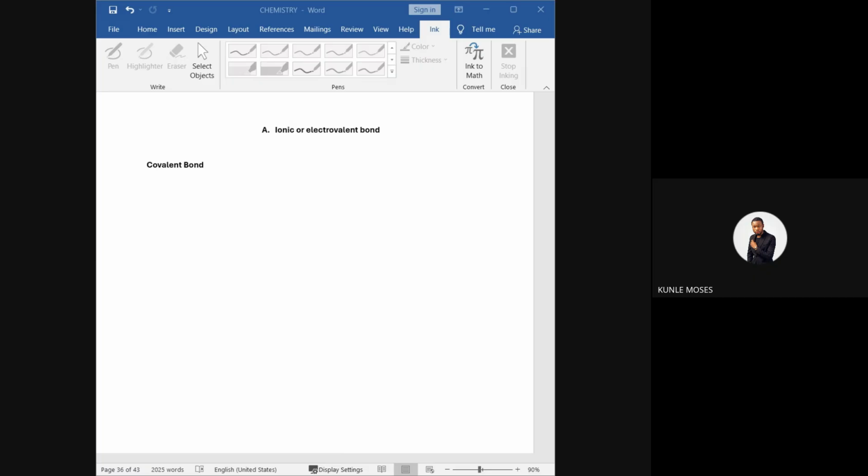But in coordinate bond or dative bond, just one atom, which has a lone pair, will donate the electron to the other element that has an empty orbit. That other element needs electrons. The first one has a lone pair of electrons, so it will donate it to the one that has an empty orbit, which needs an electron. So coordinate, dative bond just talks about a shared pair donated by one atom. That's just the best way you can understand it. Shared pair donated by one atom.